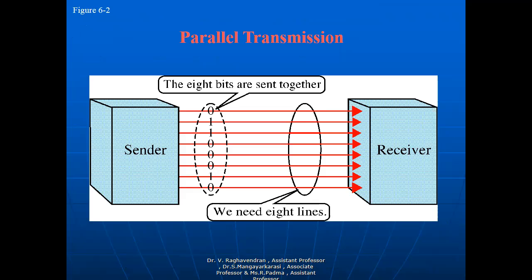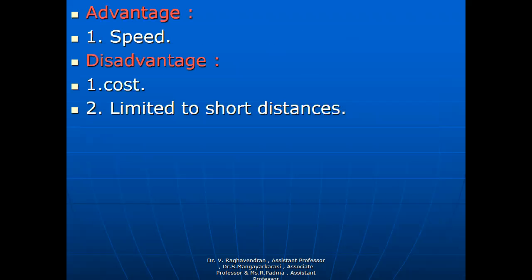In parallel transmission, each bit is transmitted on a single wire. So 8 wires are combined into a single cable, and the 8 bits are sent together at the same time. Whatever is sent by the sender is received by the receiver. For this process, it needs 8 lines.